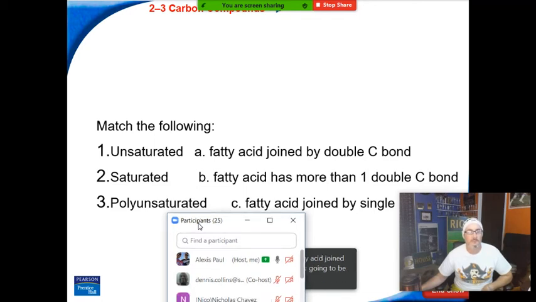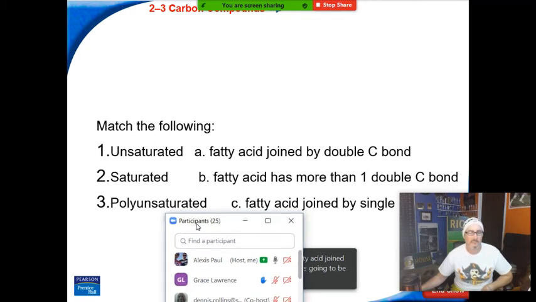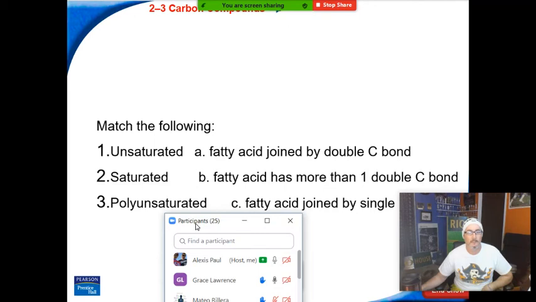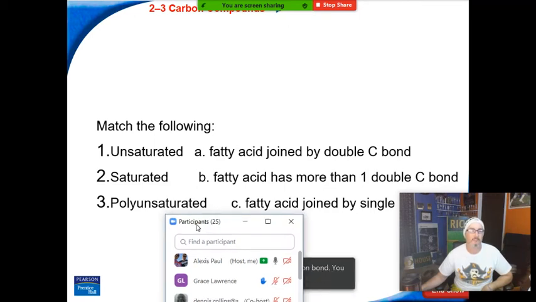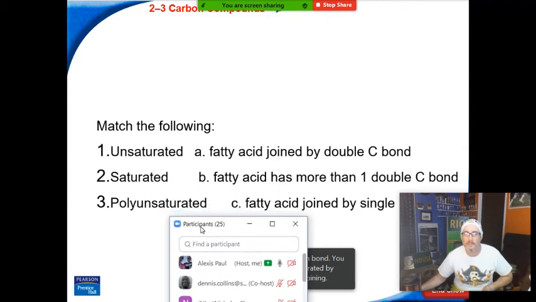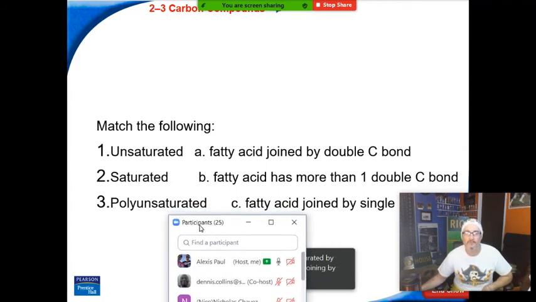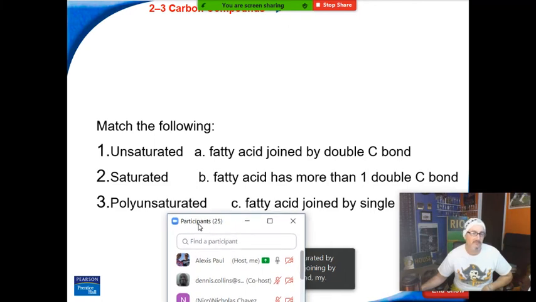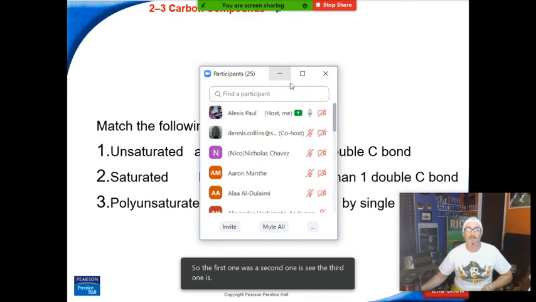Who would like to do saturated? So number 2. Don't choose B. Grace, go. I said C. It's joined by single carbon bond. You got it. And then, of course, polyunsaturated by process of elimination is fatty acids joined by more than one double bond. So the first one was A, second one is C, the third one is B. All right, time to move on.